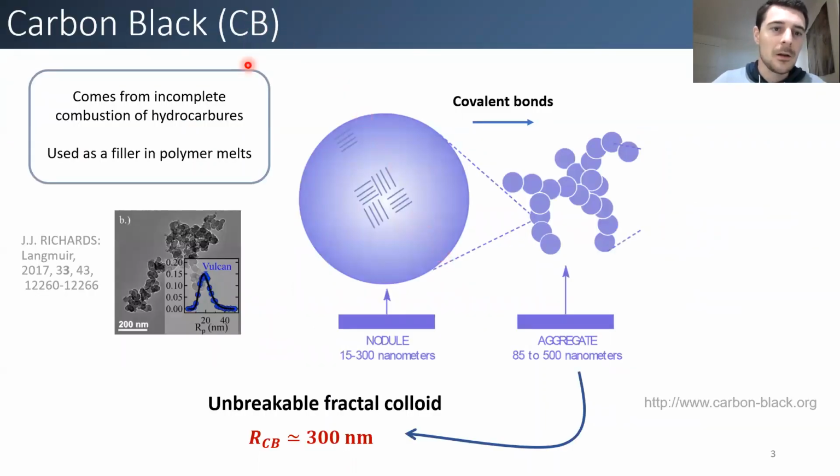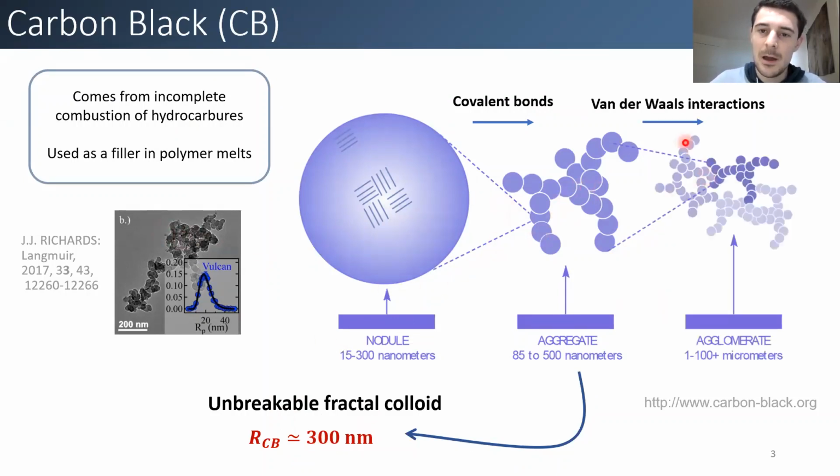First of all, we use carbon black, which comes from an incomplete combustion of hydrocarbons. It forms spheres made of carbon atoms that aggregate to form this fractal structure through covalent bonds, which means that this structure is unbreakable. This is what we refer to as the colloidal particle of carbon black. Typical radius is around 300 nanometers, and you can see here a TEM picture of this aggregate. The main interaction between these aggregates is van der Waals interactions.